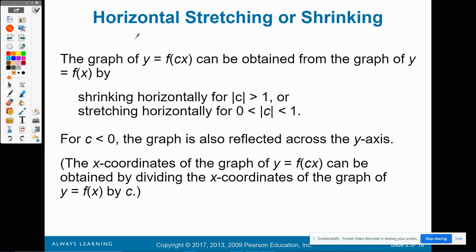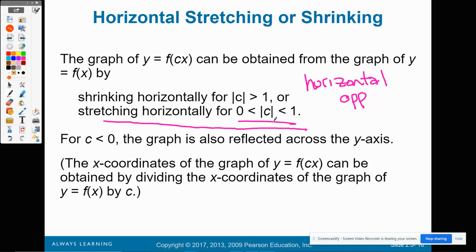Horizontal is kind of like an accordion if you want to think about it. It's called a stretch if it's between 0 and 1, and a shrink if it's bigger than 1, because horizontal is always opposite of what you think. Remember, the left or right? So if it's a small number, a fraction, it's actually a stretch. And if it's a big number, it's actually a shrink.